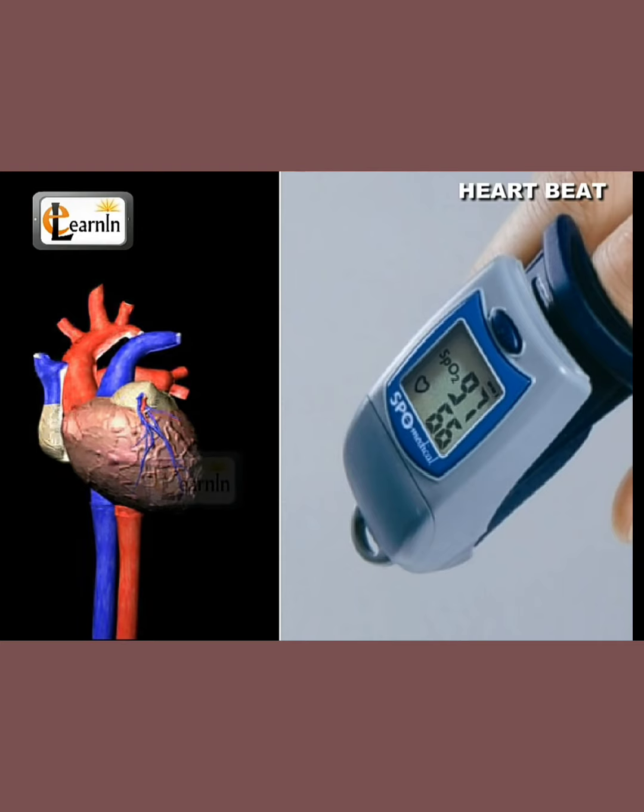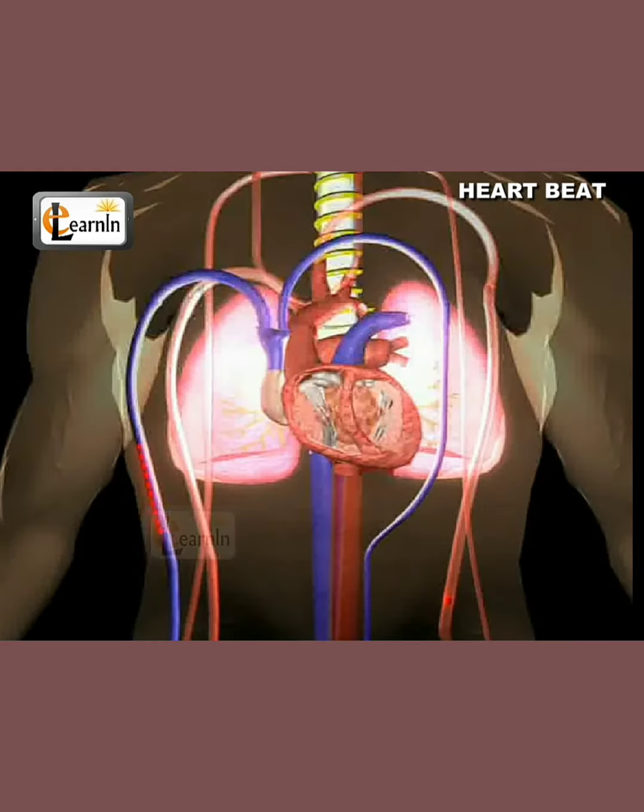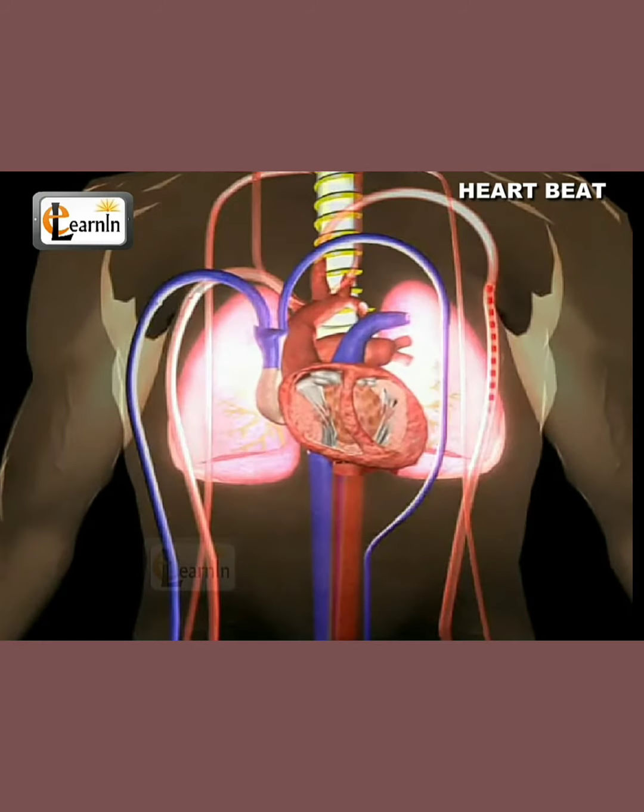Each heartbeat generates one pulse, and the pulse rate per minute indicates the rate of the heartbeat. The heart circulates blood through which various substances are transported through our body, and this is due to the maintenance of heart's rhythmic beating.